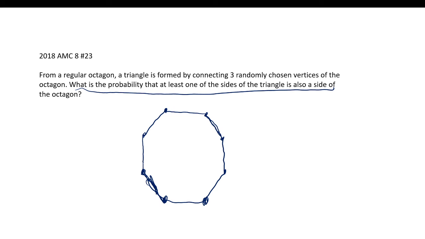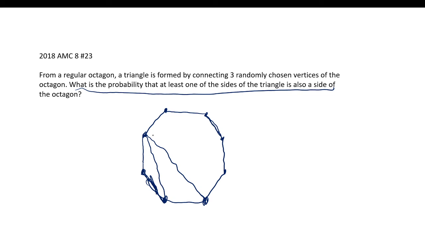Let's take a look at this. So let's choose this vertex right here, and let's build triangles where a side of the triangle is also a side of the octagon. And we can draw a segment to here, not the best triangle, but it works out.